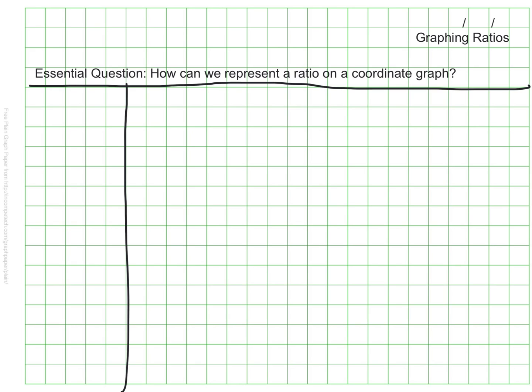The essential question of this video is how can we represent a ratio on a coordinate graph? We have worked with coordinate graphs before, and this video is now just going to show us how we can use coordinate graphs as a way to display a ratio or a rate. We'll just do a few friendly examples to show how that might look.